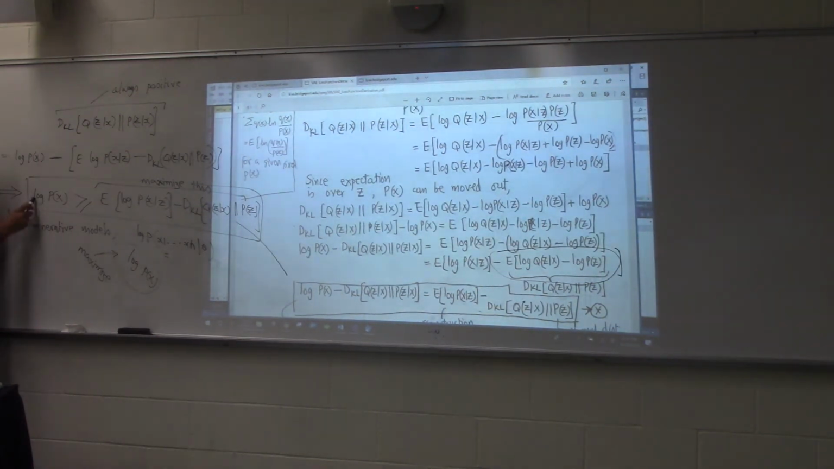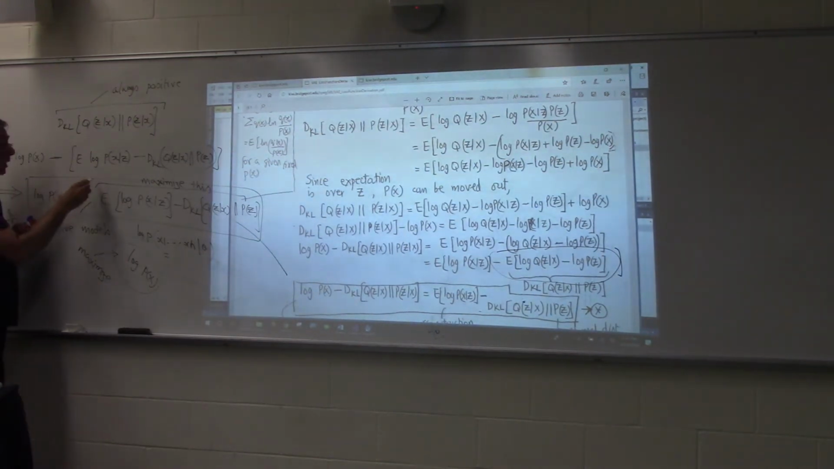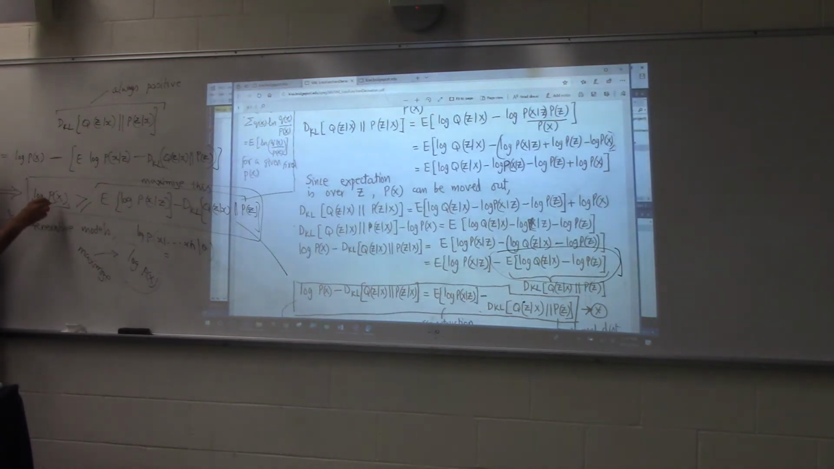Okay, so the technical term for this right-hand side, because the left-hand side is like evidence. Remember, as I mentioned in the probability Bayes rule, this is our evidence. So basically, this is called the evidence lower bound, often expressed as ELBO.